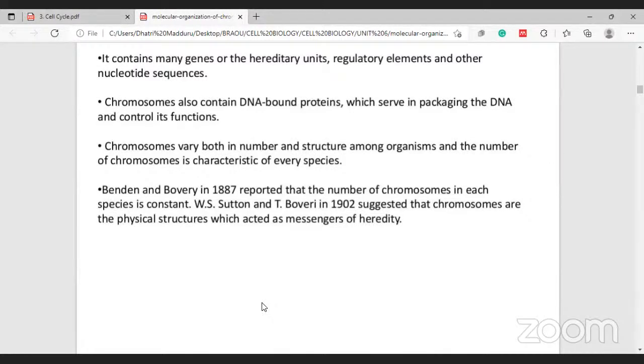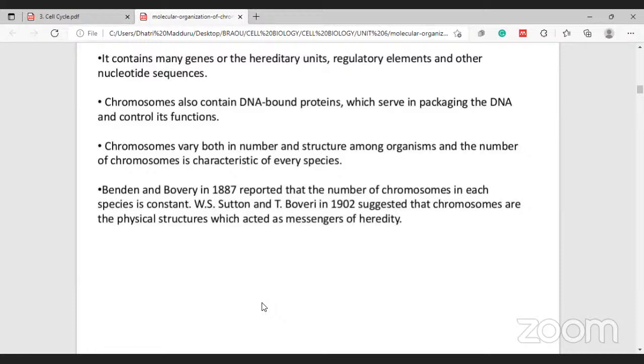And the number of chromosomes varies from organism to organism. In the last class, I showed you the table. Each organism has a different number of chromosomes. Then Benden and Boveri reported that the number of chromosomes in each species is constant. That means human beings have some number of chromosomes, whereas monkeys have another number, and plants have another number. So this number varies from one organism to another.